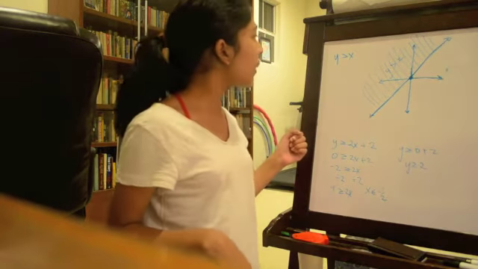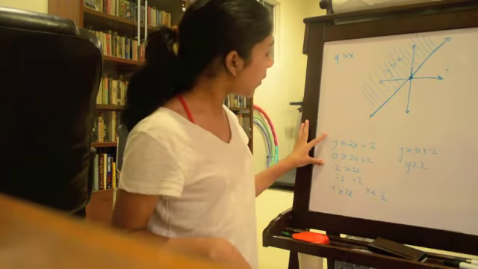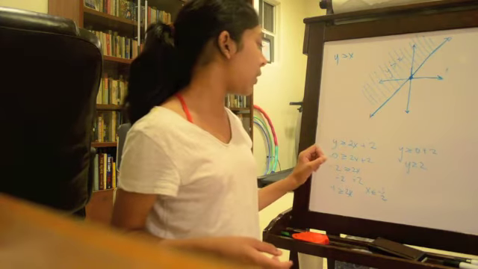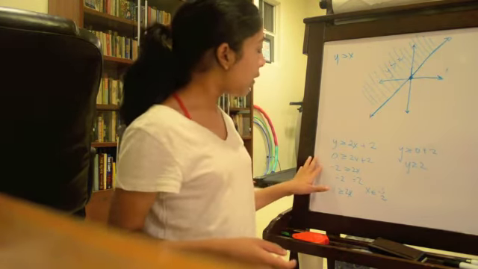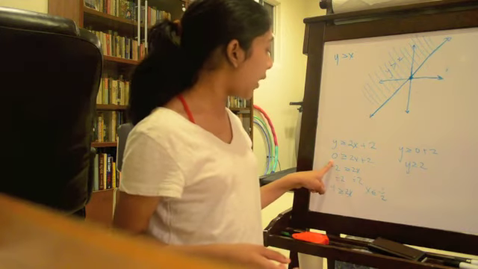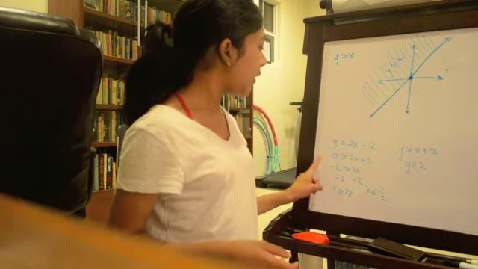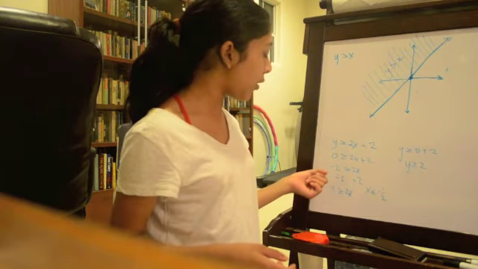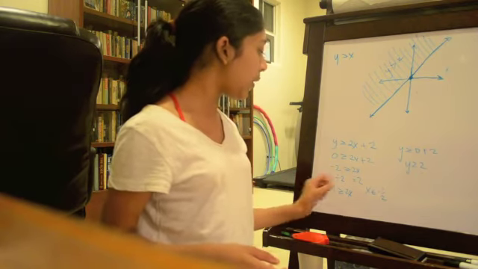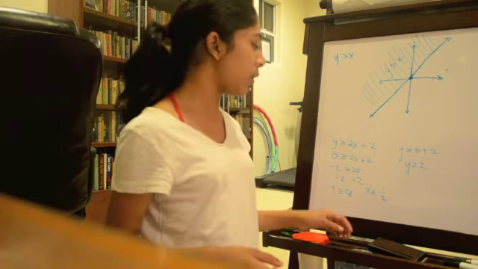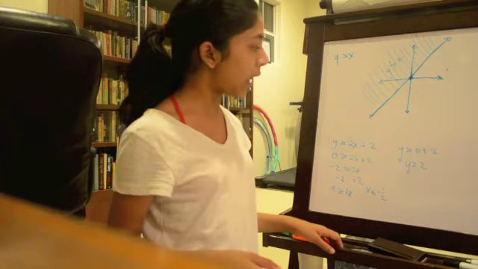But that's pretty much the simplest inequality you'll come across. If you come across something more complicated, something like this, y is greater than or equal to 2x plus 2, what you do is substitute the value of y with 0. So 0 is greater than or equal to 2x plus 2. Then you move 2 to this side. Negative 2 is greater than or equal to 2x. Divide both sides by 2. Negative 1 is greater than or equal to x. X is less than or equal to negative 1.